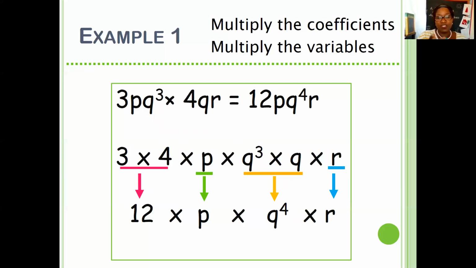All right, so looking at that, making sure, and hoping you like colors the way I like colors to help you make those connections. So 3 times 4 is 12. That P is just coming down as P. Our Q to the third power times Q is Q to the fourth power. And then we have our R. Our final answer is at the top here. For those persons who might not have noticed, our final answer is 12PQ to the fourth power R. Because remember, when we're writing our final products, we do not use multiplication signs.